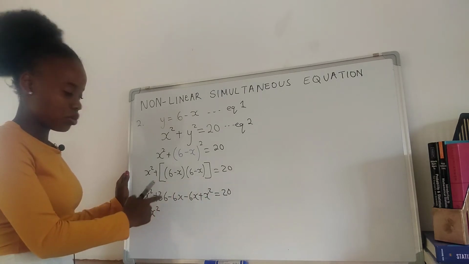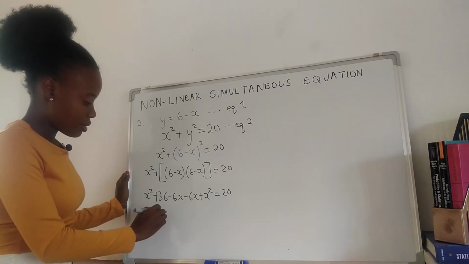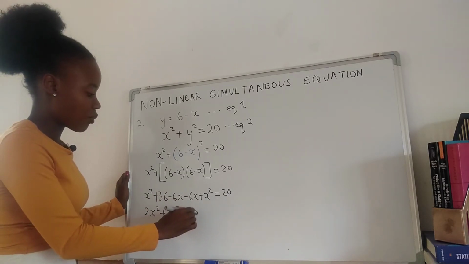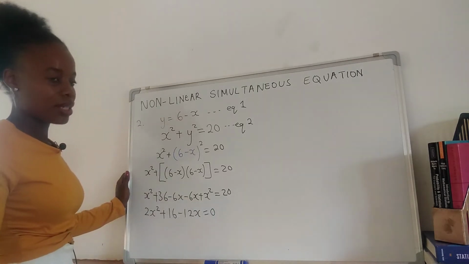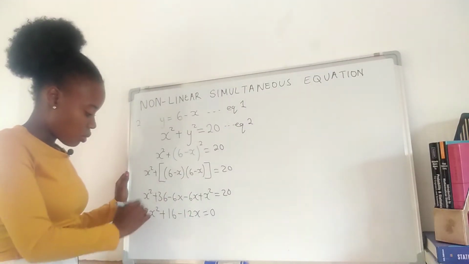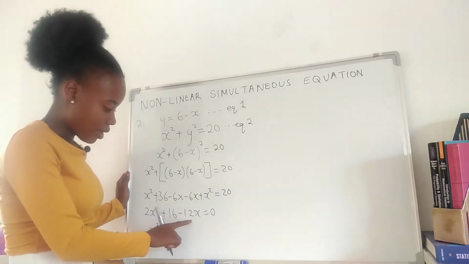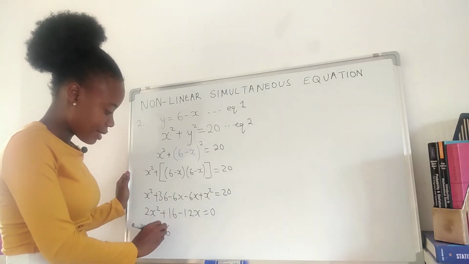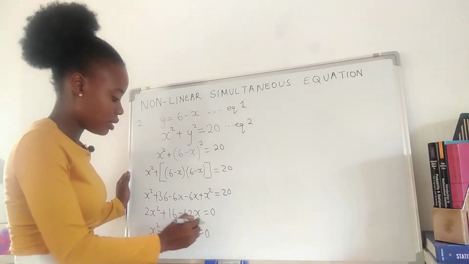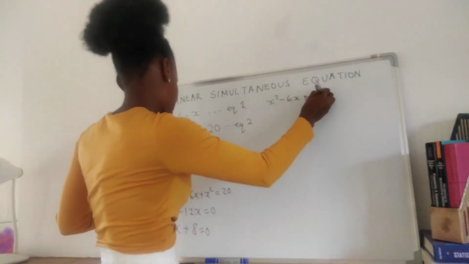You take 20 this side, we are going to have 36 minus 20, which is the same as 16. And negative 6x minus 6x is negative 12x equals to 0, right? This is a quadratic equation. We can simplify this. We're going to divide by 2 everywhere. We're going to have x squared divided by 2 here, minus 6x divided by 2 here, plus 8 equals to 0. Okay? So we have x squared minus 6x plus 8 equals to 0.